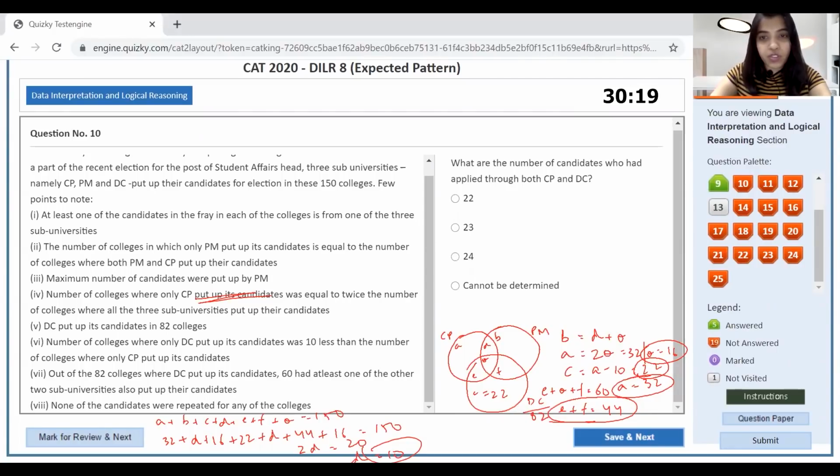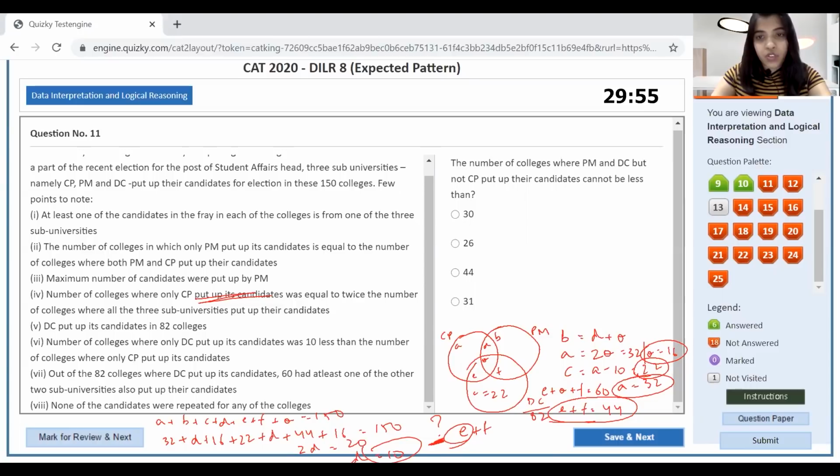Who had applied through both CP and DC. They're asking us CP and DC. Right, so they're asking us for E and O. E plus O. Now, guys, we have tried every equation here. We know E plus F, but do we know E separately? We don't know E separately. So the answer will be cannot be determined.